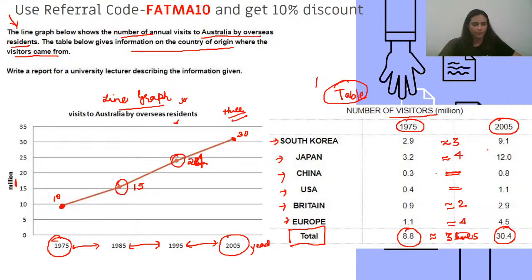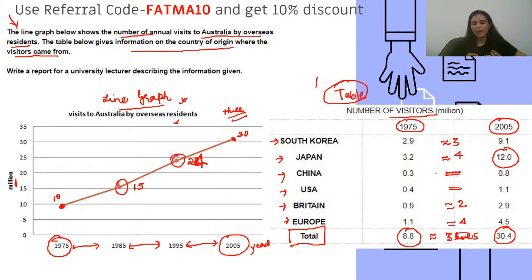I just noted the observation of by what multiplier the figures jumped from 1975 to 2005. Because in tables I cannot be writing that South Korea was 2.9, then 9.1, Japan 3.2, then 12. I cannot be writing each and every number. That's why people lose marks in tables. So as an overall trend, this is how I would be approaching. I would be thinking about the multiplier. Now the highest number in 2005 was for Japanese, right?